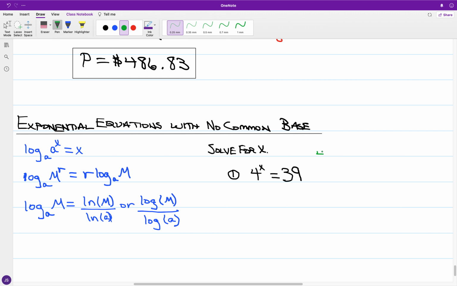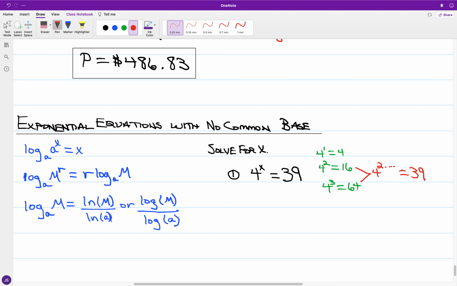Again, you have 4 to the first is equal to 4, 4 squared is equal to 16, and 4 cubed is equal to 64. And if you notice, 39 is somewhere in between 16 and 64. So you've got 4 to the 2 point something is equal to 39.